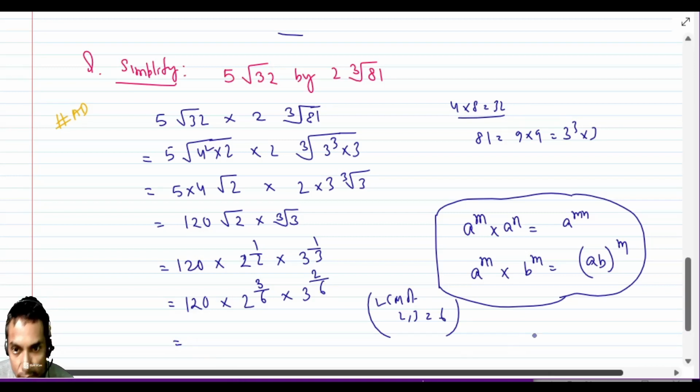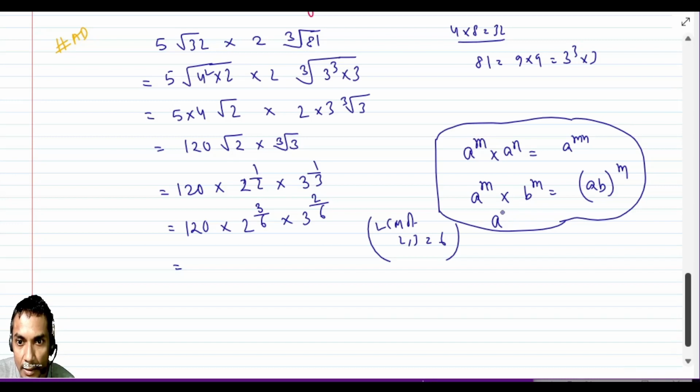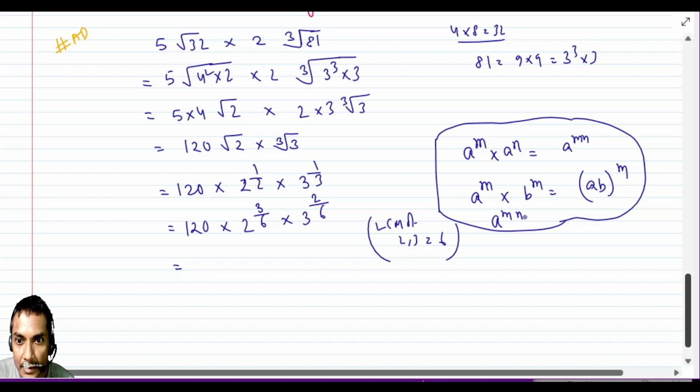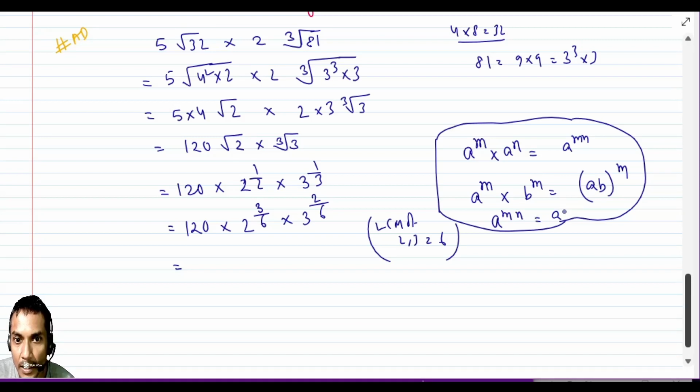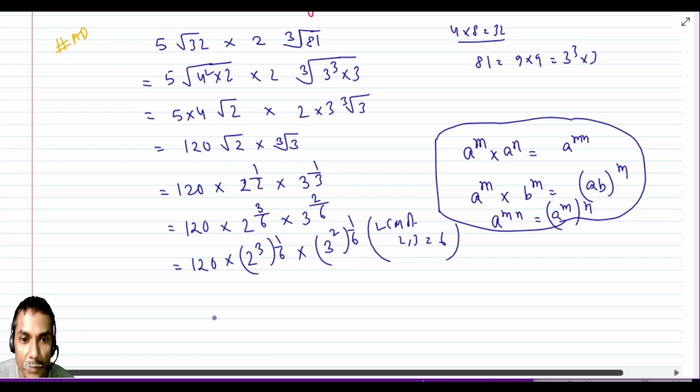Next, another rule we know is that if it is a to the power mn, we can write it as a to the power m to the power n. It is possible. So we apply this rule, that is 2 to the power cube to the power 1 by 6, and here 3 to the power square to the power 1 by 6. I think it is the most convenient method.